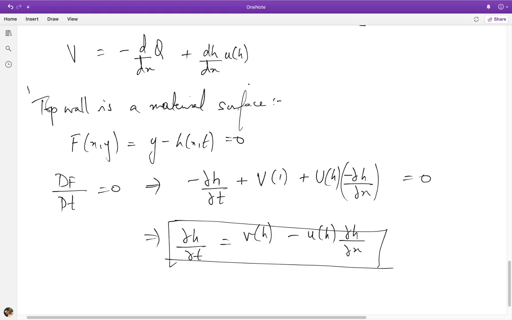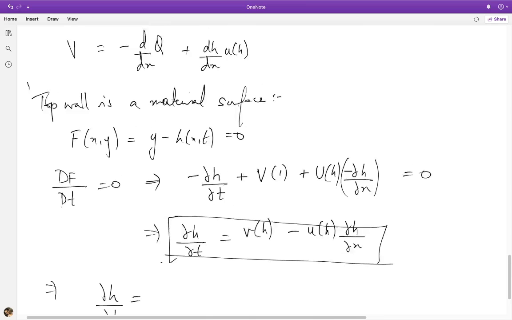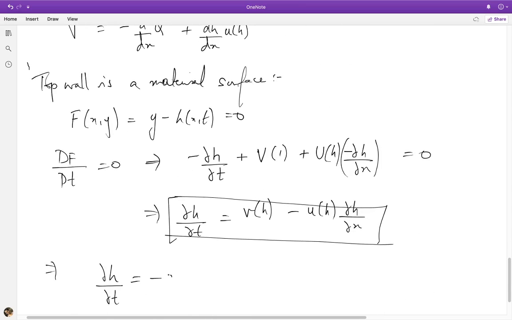So substituting this in the above equation, where you see that v at h is nothing but capital V, and u at h is here. So even if u at h were non-zero, this relationship holds. And if I take this to the other side, you see that you just have dh/dt here. So the final result we get is ∂h/∂t is equal to minus dq/dx.